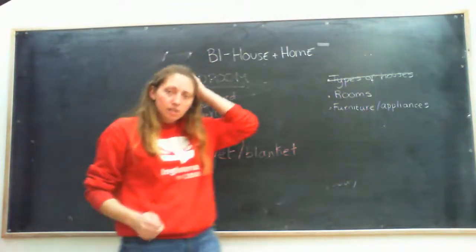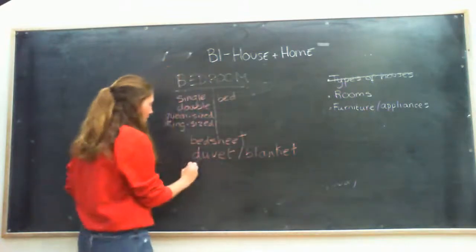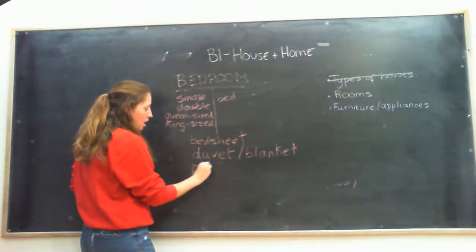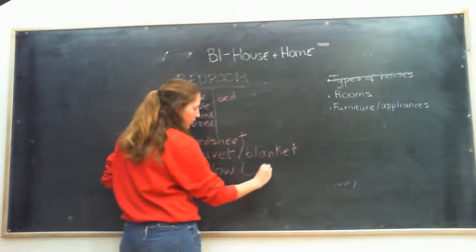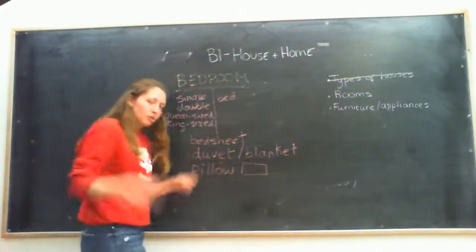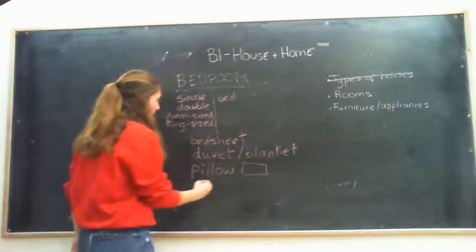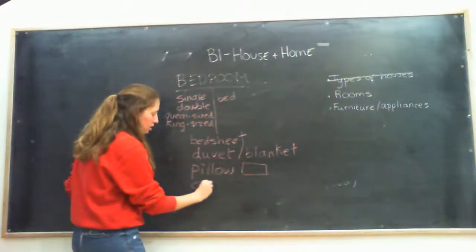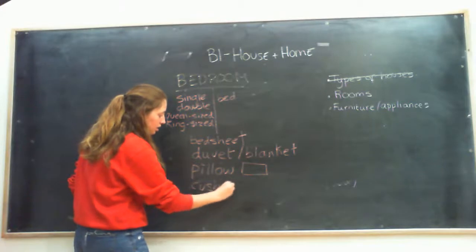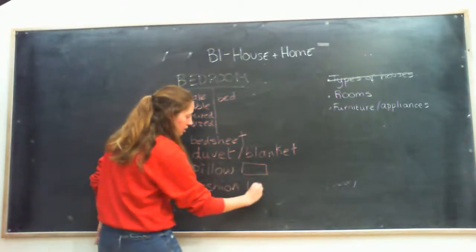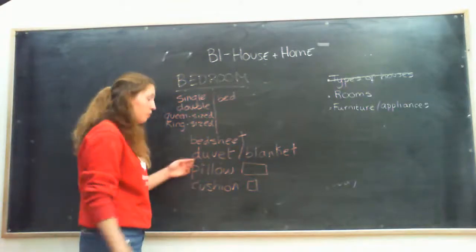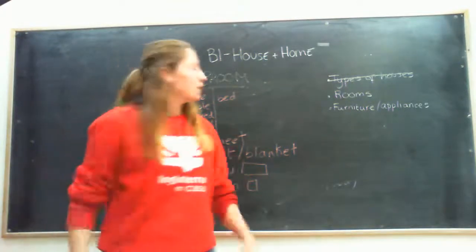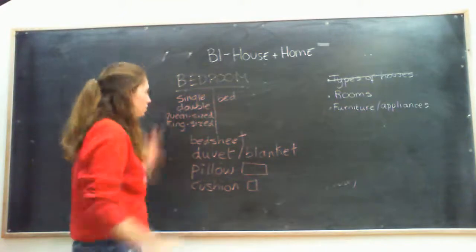And then your head goes on what we call the pillow. Okay, there is a difference between pillow and cushion. This is a pillow, it's rectangular normally, whereas a cushion is square. So your cushions are normally on your sofa and your pillow is normally on your bed. Okay? So that's literally just your bed.